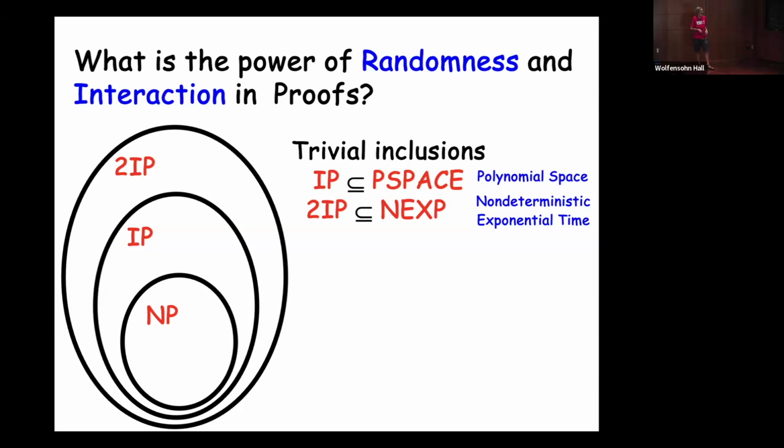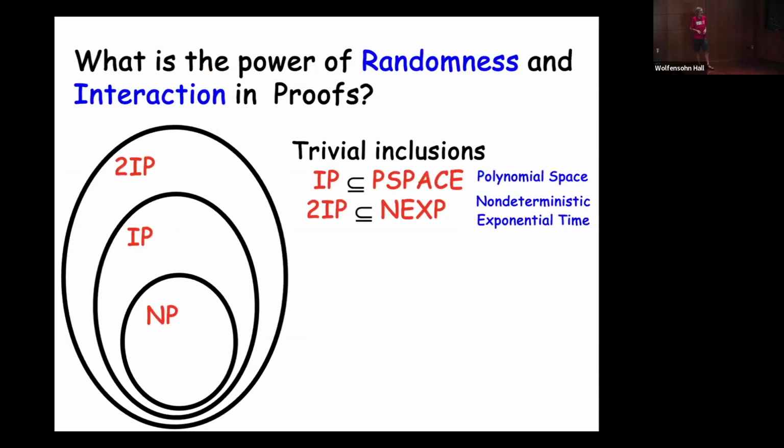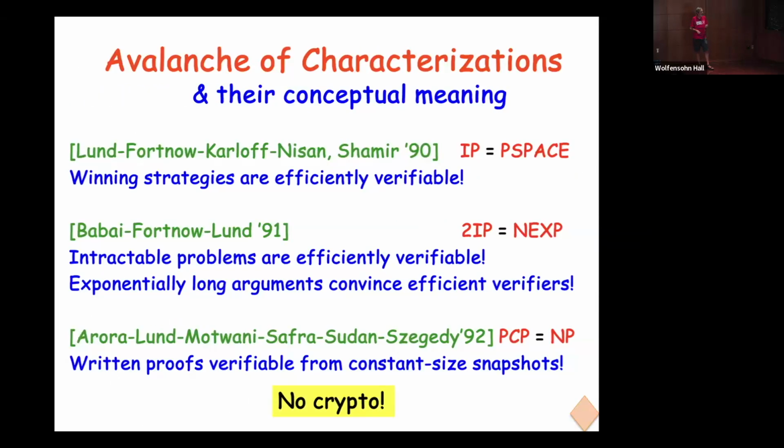And nevertheless, really a couple of years later, we had a complete understanding of the power of these proof systems. In fact, these upper bounds turned out to be exact. IP equals PSPACE: you can prove anything in polynomial space. 2IP can prove anything in non-deterministic exponential time. And then there's the PCP theorem I'll tell you about in a second.